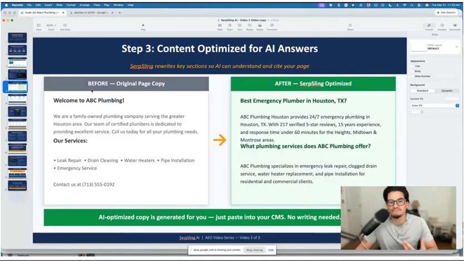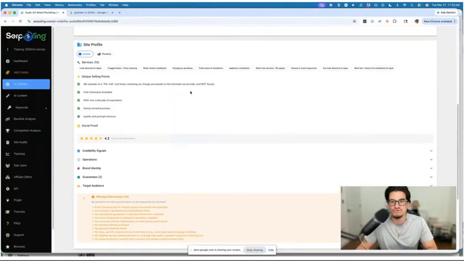You can see here a before example, which is the usual very generic style of content that's on most websites out there. And then the after here, where you can clearly see it's been optimized by SerpSling and written for AI answers. Okay, it's written to answer those questions that people are typing into the AI search engines. Okay, and it's written, generated, and even published for you, again, if you do have our WordPress plugin installed. So I'll show you how that works.